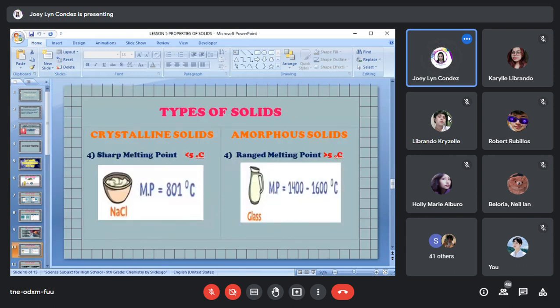Another property of crystalline and amorphous solids: we have here melting point. Let's compare their melting points.